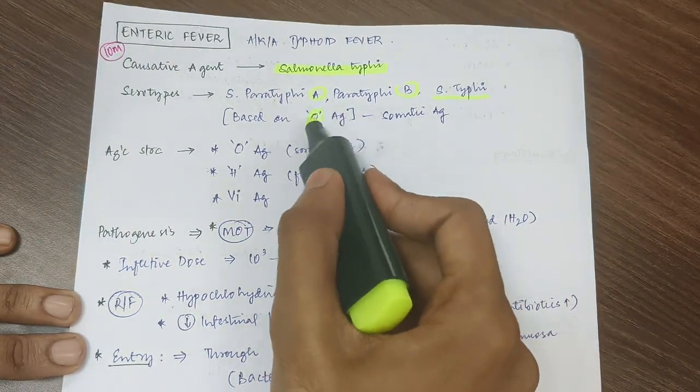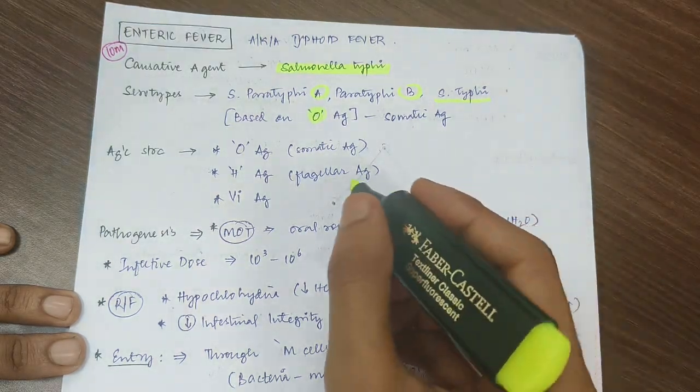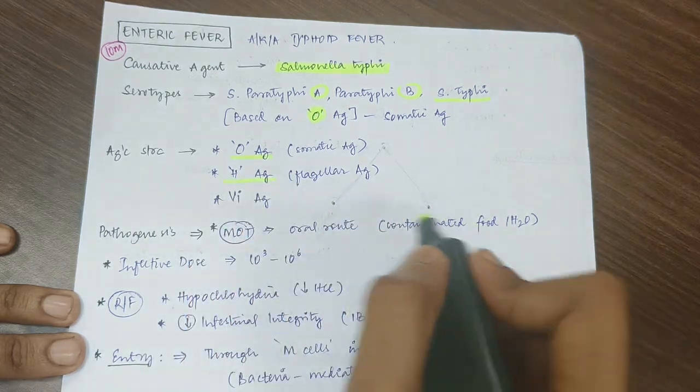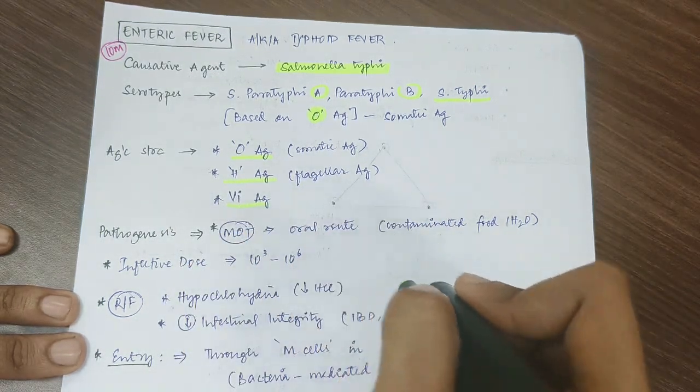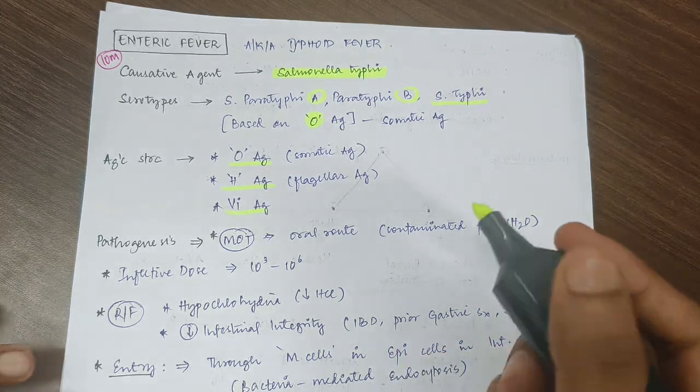It is based on the O antigen. That is a somatic antigen which is present. So what are the antigenic structures? O antigen, that is somatic antigen. H antigen, that is flagellar antigen. Vi is a polysaccharide antigen. Okay, Vi polysaccharide antigen, which is used in the formation of vaccines.